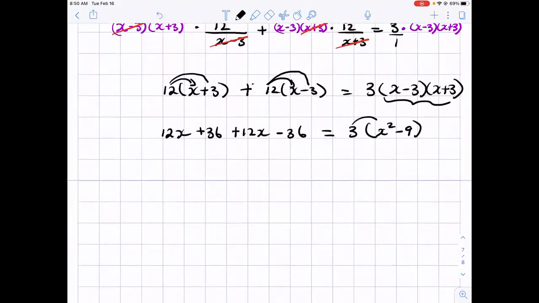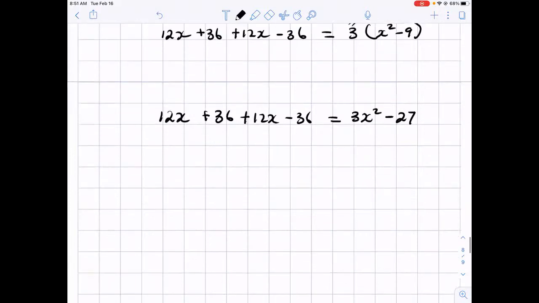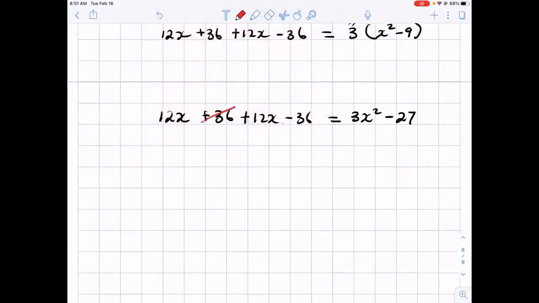And now if you distribute the 3, we have 12x plus 36 plus 12x minus 36 is equal to 3x squared minus 27. If we combine like terms, you will notice that the plus 36 and the minus 36 cancel. And then 12x plus 12x becomes 24x. So we have 24x is equal to 3x squared minus 27.